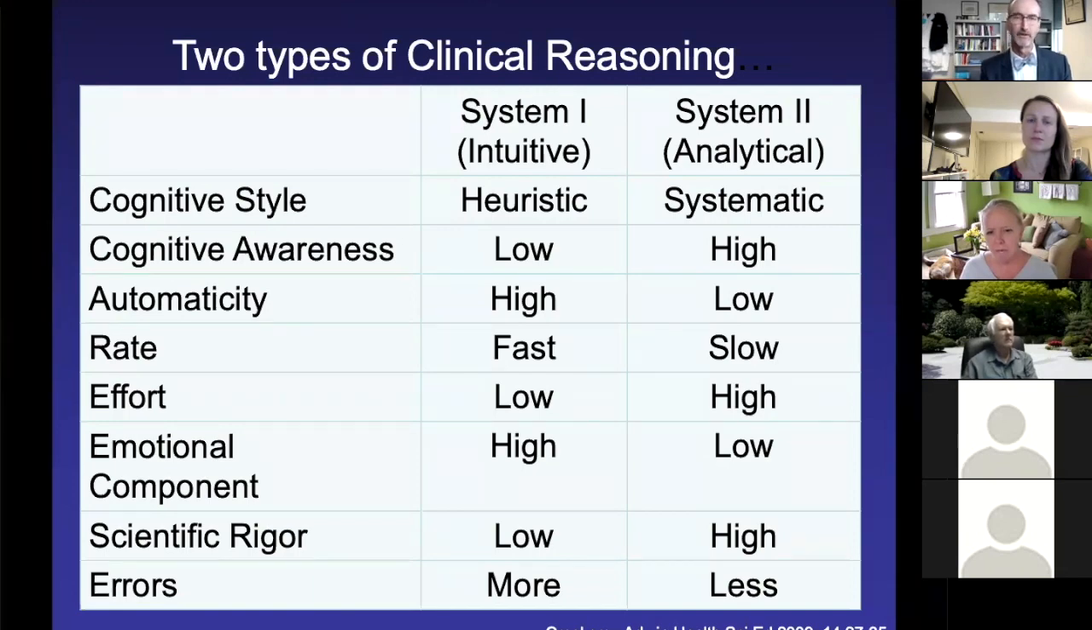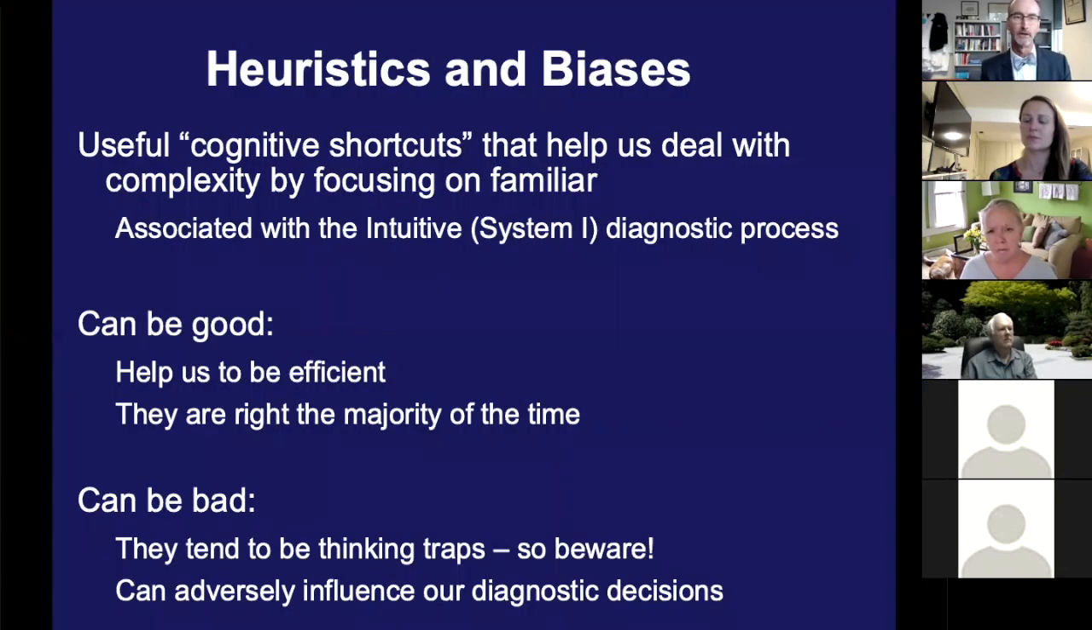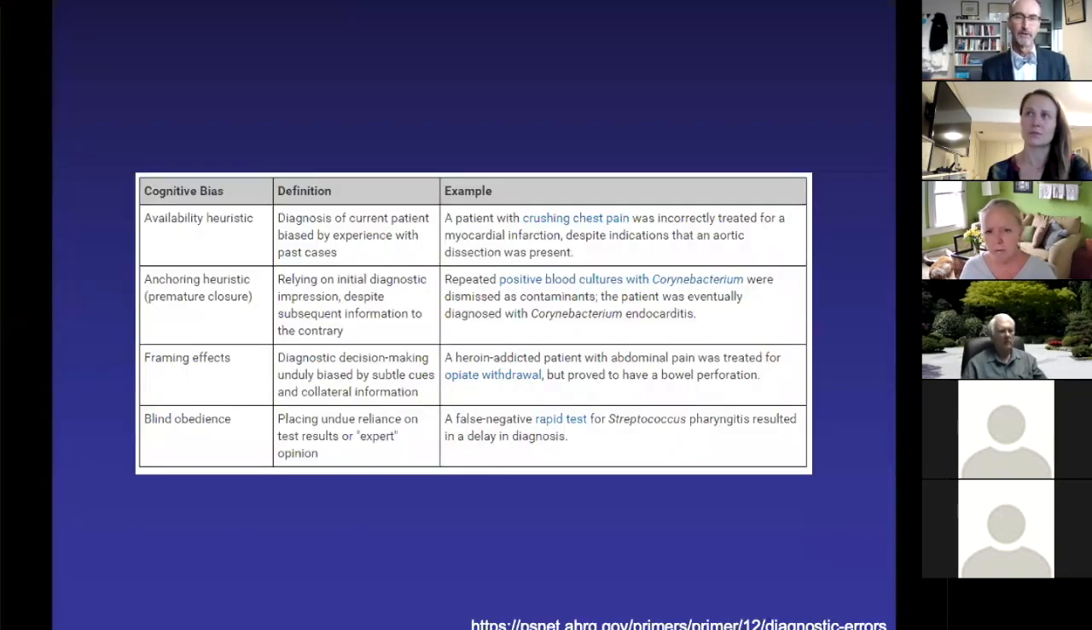Can I see the next slide, Nicole? Yeah, so again, these cognitive shortcuts can be helpful if they help us to be efficient. They're usually correct, especially for an experienced clinician, but there are some thinking traps that we can get into. And the next slide talks about some of the common biases. If you do some reading or go online, you'll see dozens of different cognitive biases. This is just a few common ones.